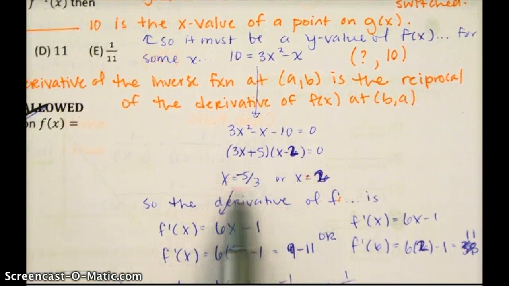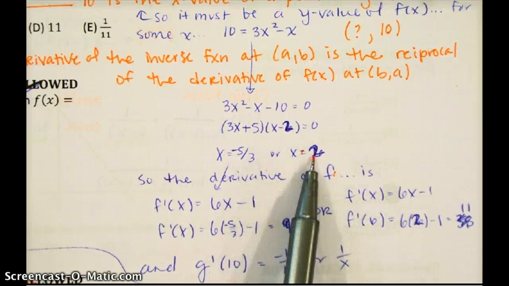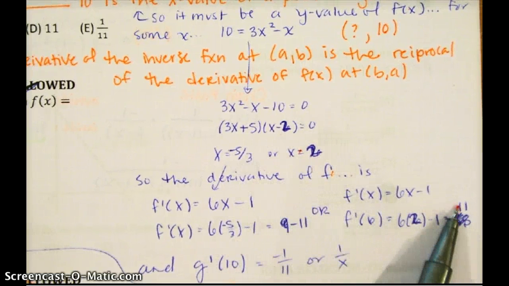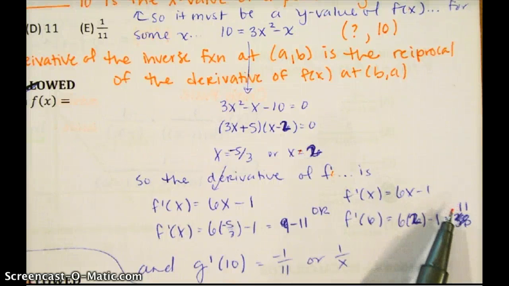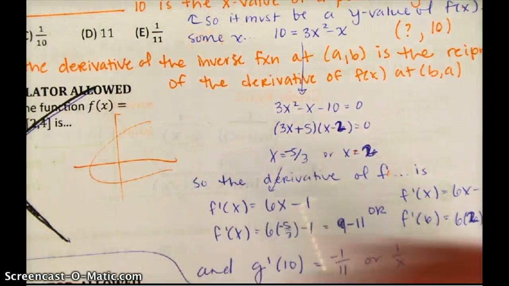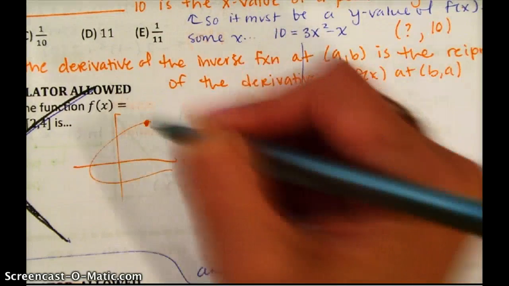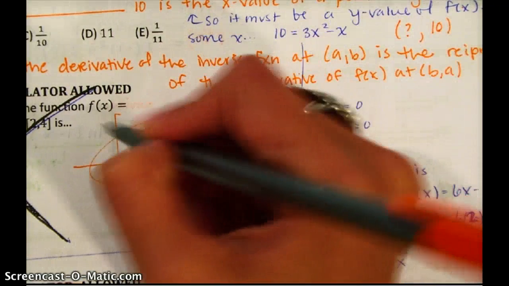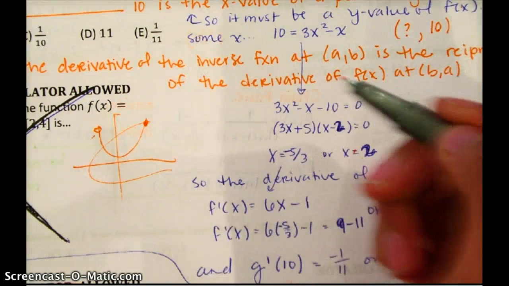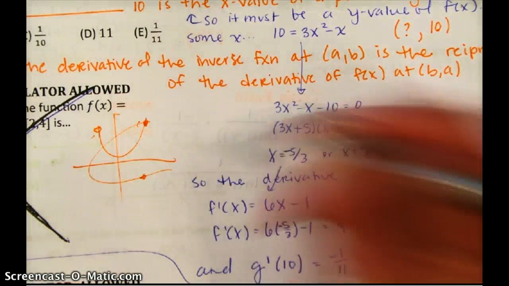So the derivative at this point I got to be negative 11. I'm sorry, I screwed up the negatives briefly here, but it does work out to be negative 11. And the derivative at the point where x equals 2 turns out to be positive 11. So I am imagining some function, f. Who knows what it looks like, but it's got two points where the y values are 10. Maybe like that.